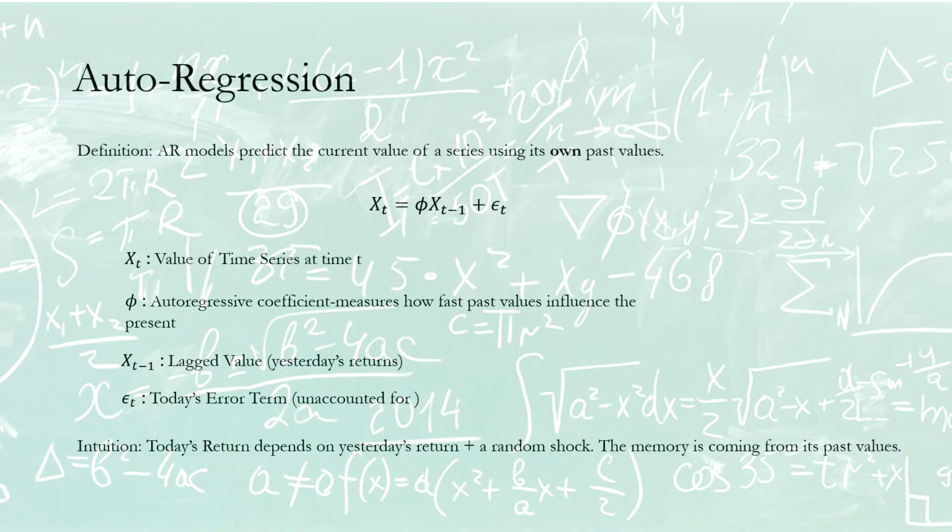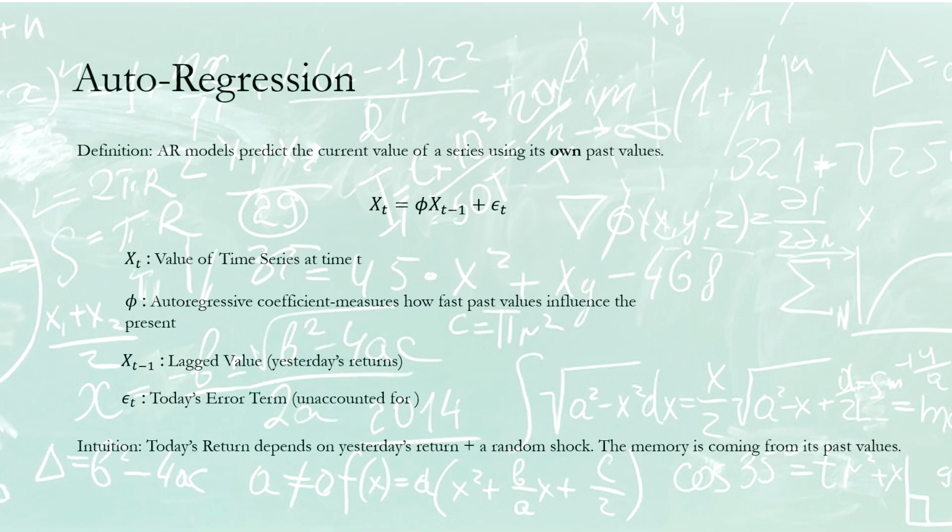So let's start with autoregression. The clear definition would be AR models predict the current value of a series using its own past values, right? So we see xt is equal to phi xt minus 1 plus error term indexed by t. So xt is the value of time series at time t. Phi is the autoregressive coefficient, measures how fast past values influence the present. Xt minus 1 is lagged value, yesterday's returns. Et is today's error term, right? That's all the factors that are just kind of unaccounted for. We throw it into that error, right?